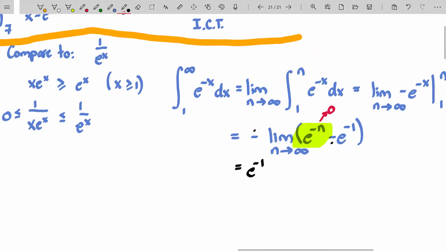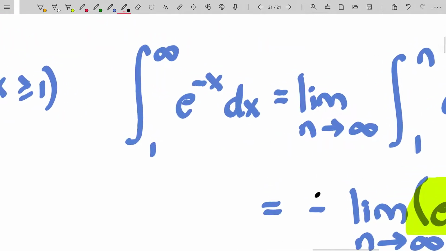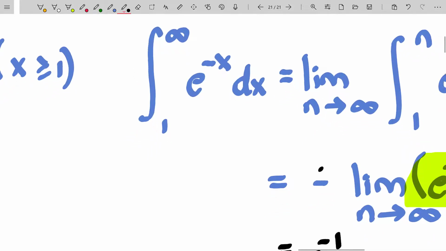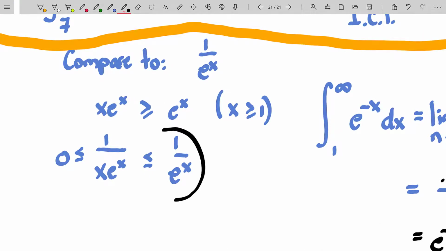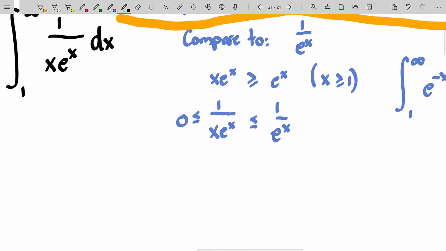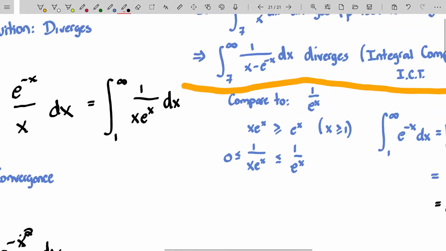So I happen to know the area under e to the negative x, which is the area underneath 1 over e to the x, from 1 to infinity, is finite. And because that area is greater than the area underneath this curve right here, I know the area of 1 over x e to the x must therefore be finite as well.